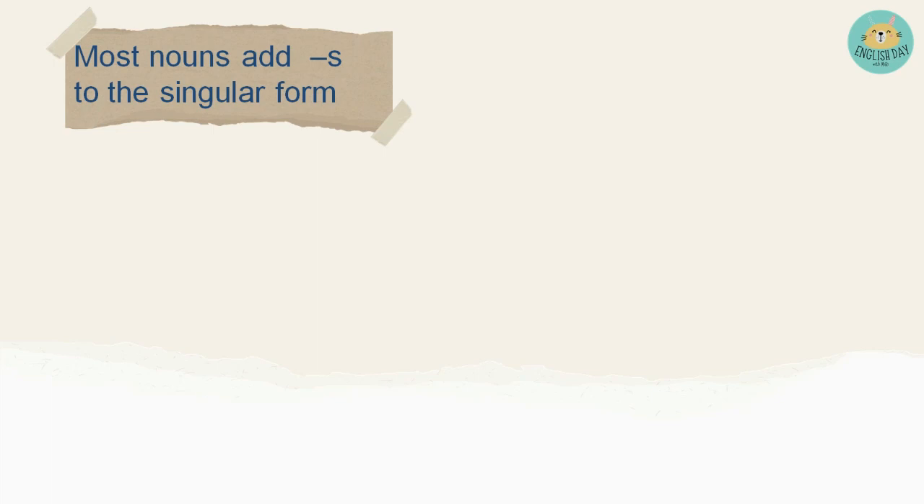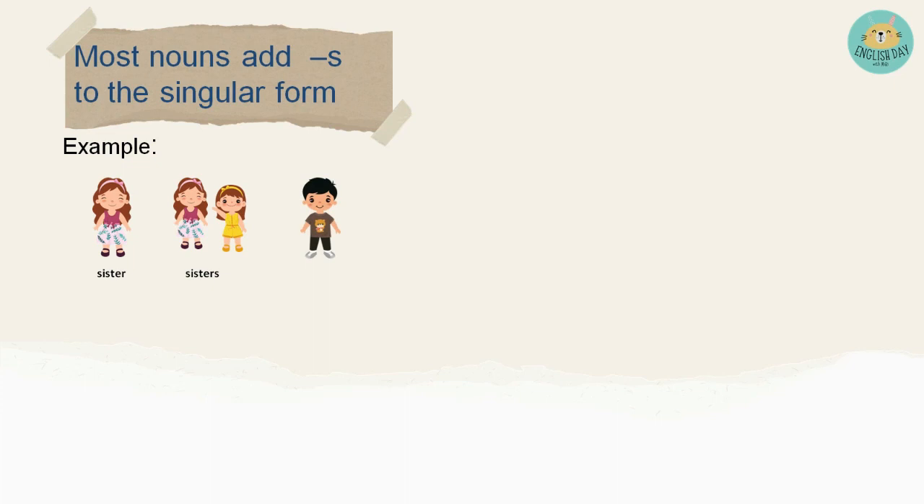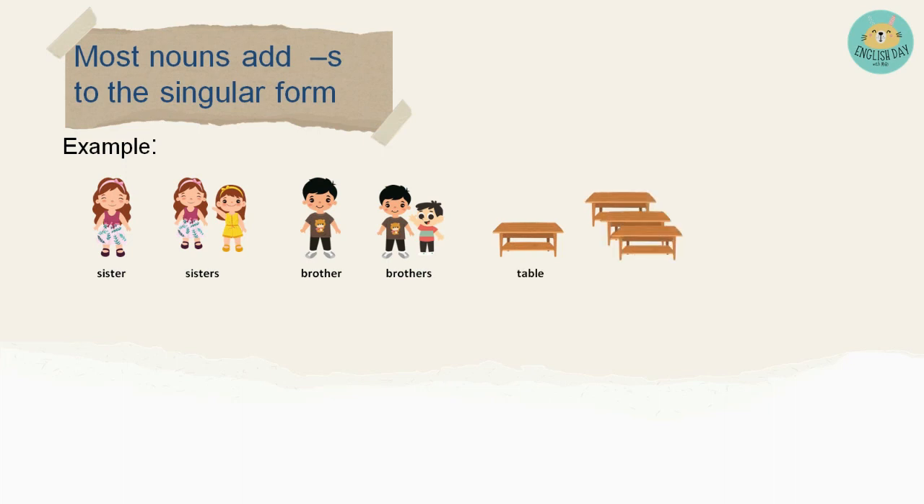Let's have some examples. If we are talking about just one, then we only say sister. Now, if there are two or more, then we add s at the end of the word and it will become sisters. Now, let's have more examples with the same rule. Brother, it will become brothers. Table will become tables. And chair will become chairs.